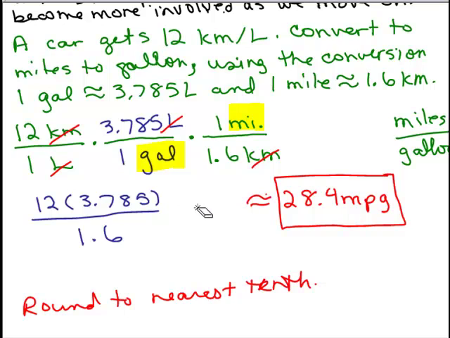By the way, if this bothers you writing it like this, you can first keep it up. You still know there's miles in the numerator and gallons in the denominator, which is usually written like this, mpg, miles per gallon. You could also see it written as 28.4 miles per gallon.